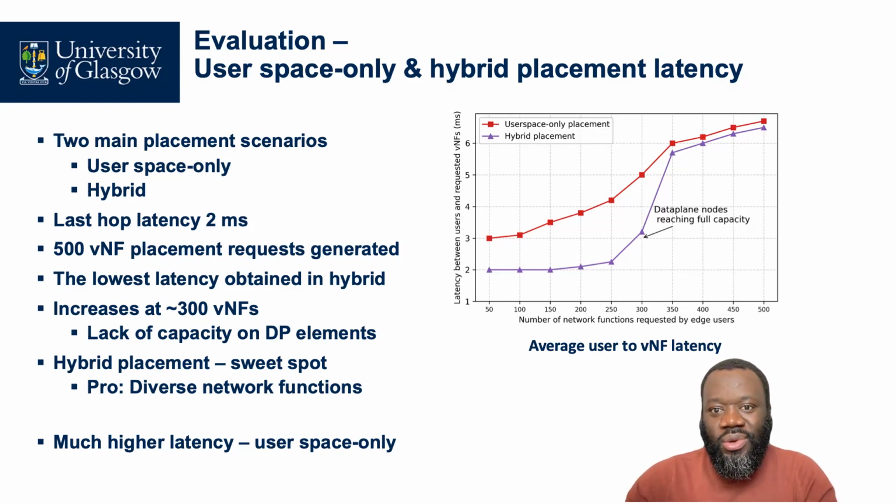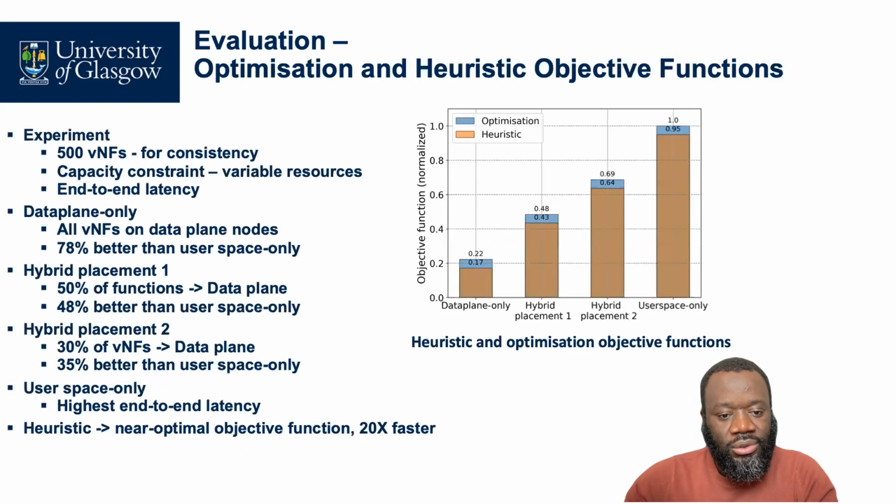500 vNF placement requests were generated for this experiment, and the lowest latency obtained was in the hybrid scenario, where you can see from the figure the average user to vNF latency. This changes as the number of vNF requests grows over time, and the data plane nodes are unable to host the requests being sent in by users. The hybrid placement provides a sweet spot because it's able to cater to diverse vNF types. Because it has a lot of resources, it's able to host stateful and stateless functions, computationally intensive functions; all kinds of functions can be placed on the user space. So much higher latency is obtained with user space only.